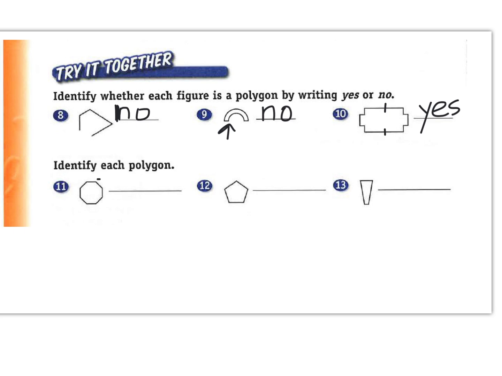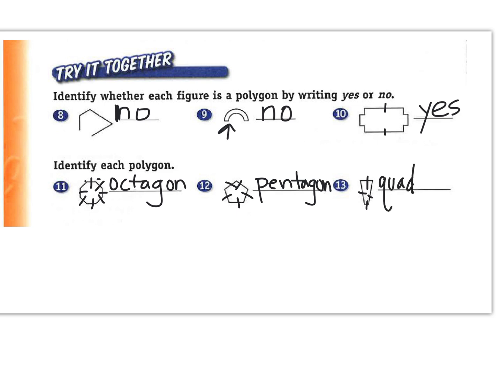This says identify each polygon, so we're going to write the names for these. So number 11, let's count the sides. 1, 2, 3, 4, 5, 6, 7, 8. So 8 sides is an octagon. Number 12, 1, 2, 3, 4, 5 sides, so that is a pentagon. And number 13 has 1, 2, 3, 4 sides, so that is a quadrilateral. 4 sides. Good. All right, make sure you have those notes.